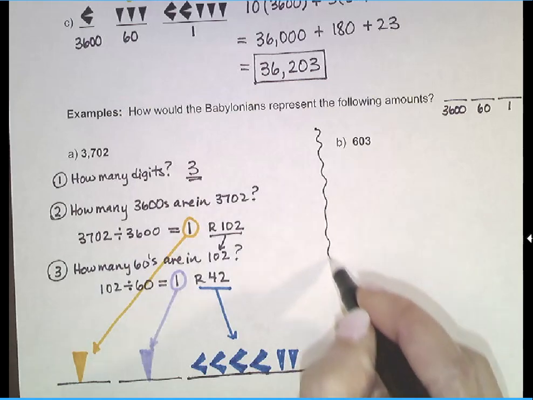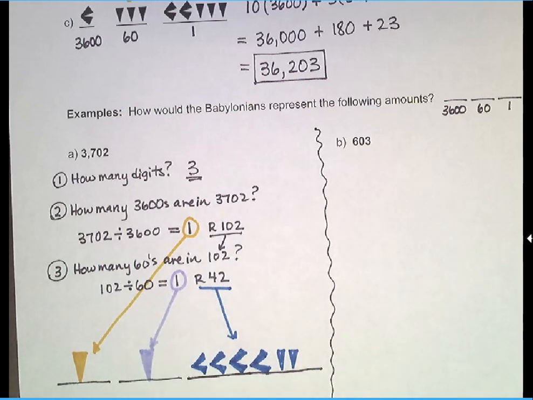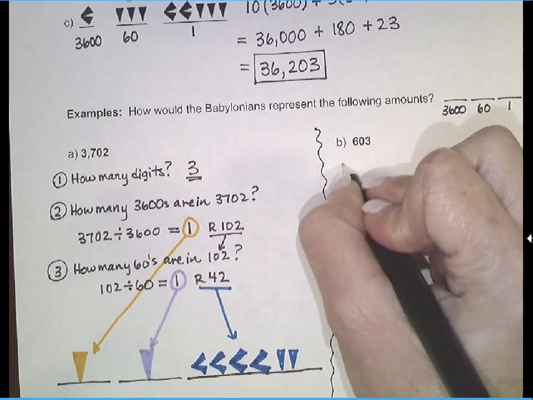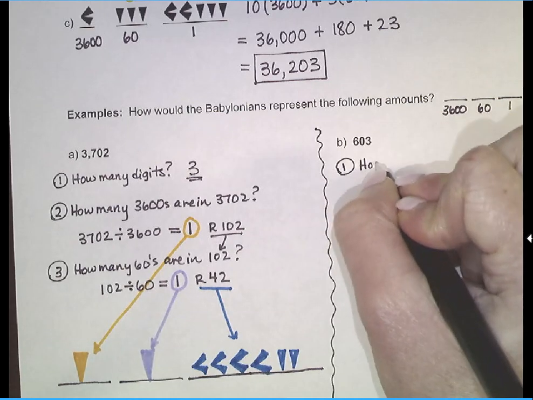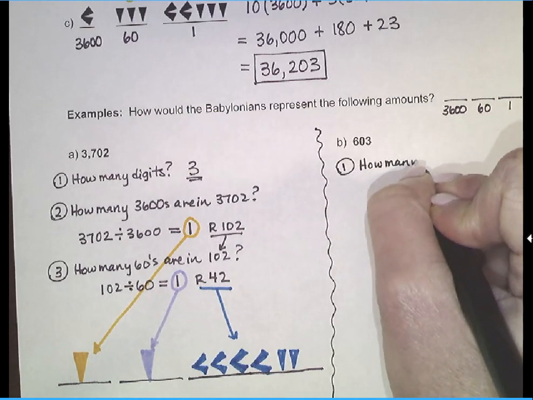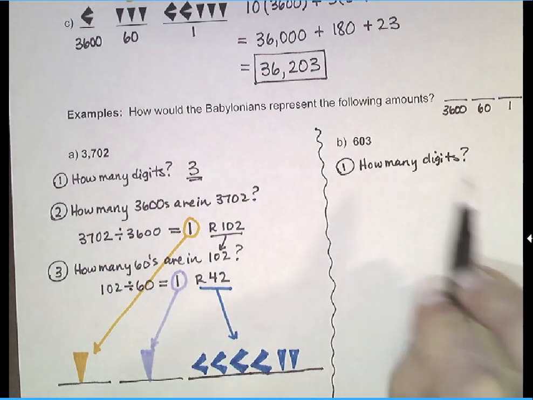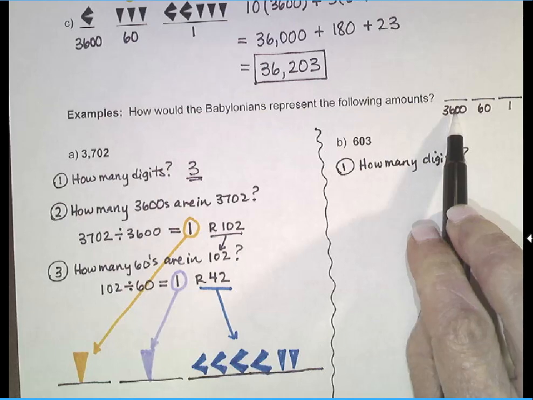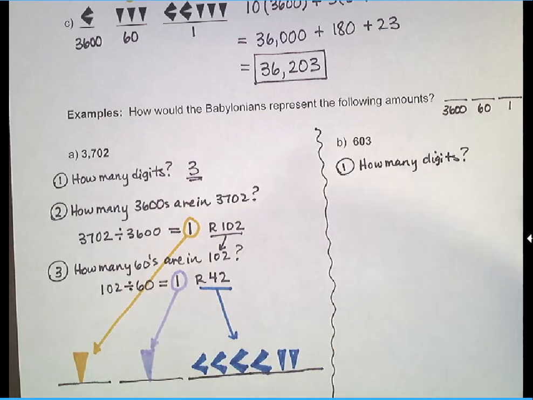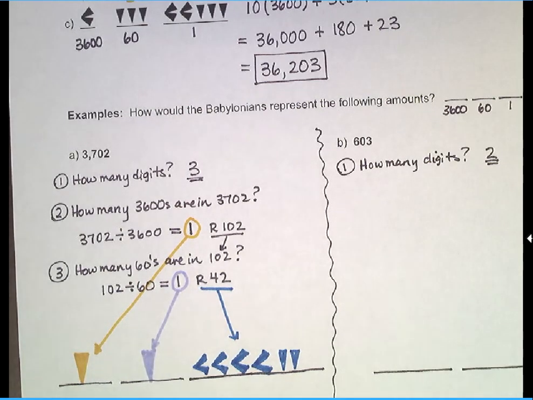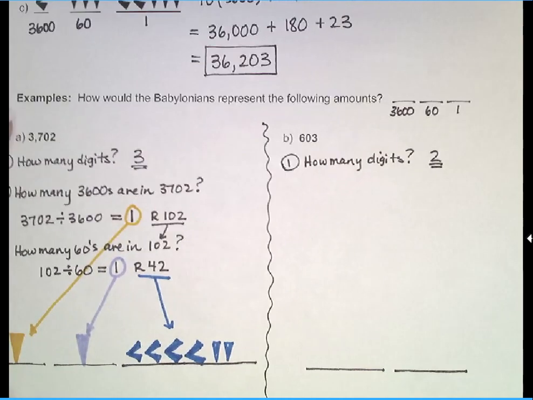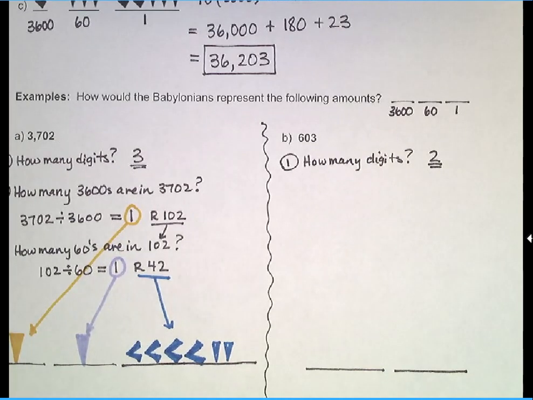All right, now let's try this next one. Let me just kind of split my page here. 603. So first thing, how many digits are we going to need for this one? You only need 3 digits if your number is 3,600 or bigger. Our number is 603, so we only need 2 digits. So again, I'm going to set up down here at the bottom, set up my 2 digits. That's where I'm going to draw my answer.